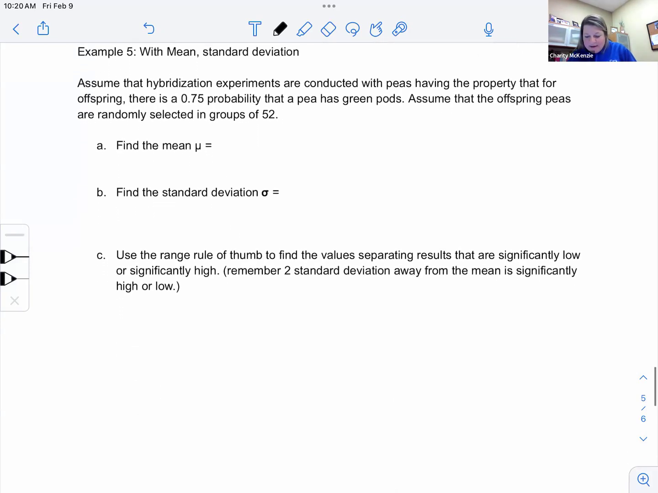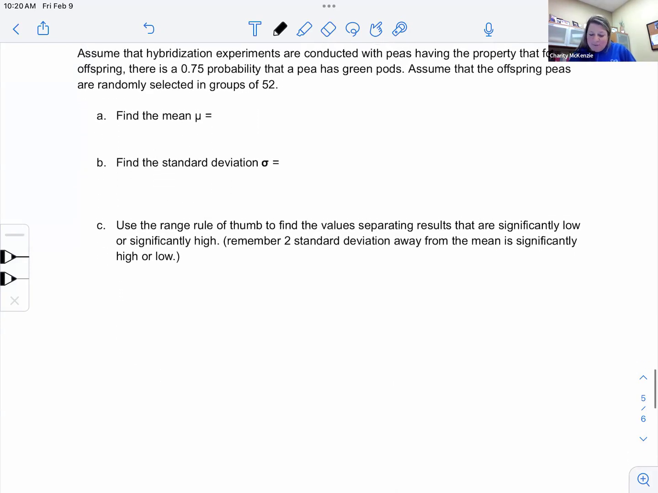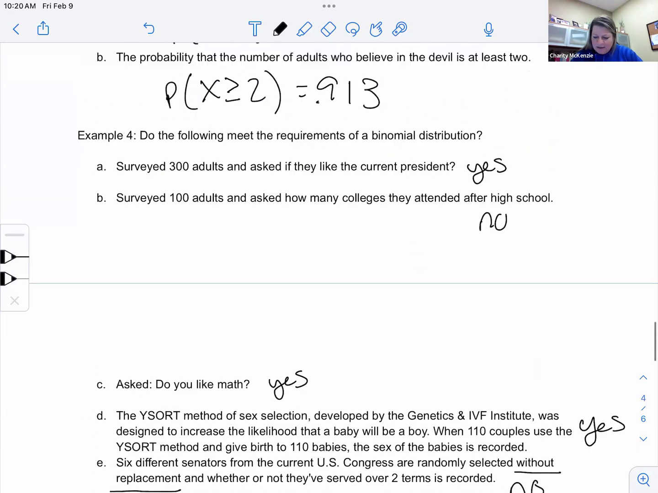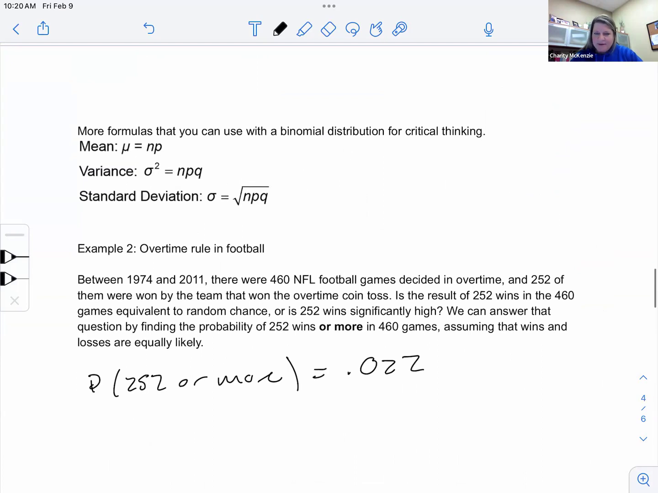So one more example here, using those formulas above. What about the mean and standard deviation? Is something significantly high or low? So the mean, we go back up, looks like this here, right? The mean is literally going to be the number of trials times the probability. Standard deviation is the square root of n times p times q. So it's like 3 or 4 things that we're going to multiply together there.